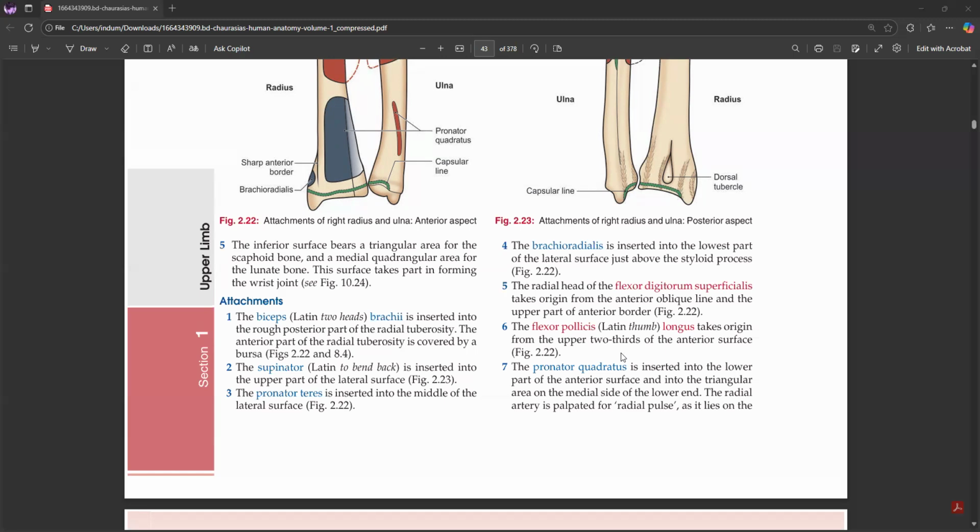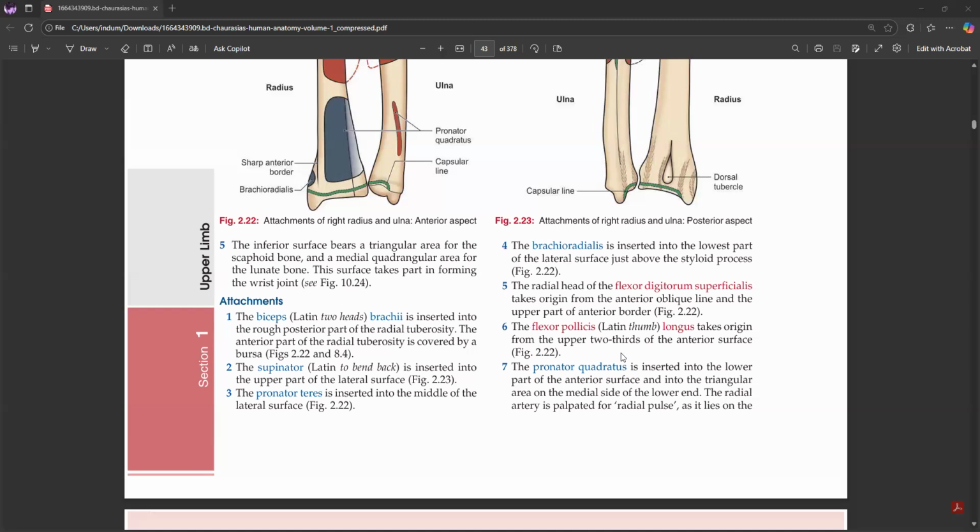Attachments. Number 1. The biceps brachii is inserted into the rough posterior part of the radial tuberosity. The anterior part of the radial tuberosity is covered by a bursa, figures 2.22 and 8.4. Number 2. The supinator is inserted into the upper part of the lateral surface, figure 2.23. Number 3. The pronator teres is inserted into the middle of the lateral surface, figure 2.22.